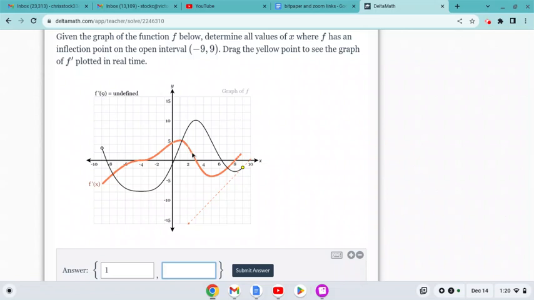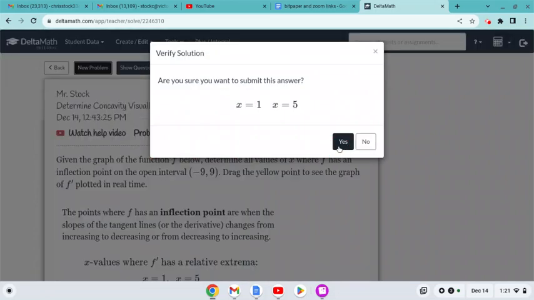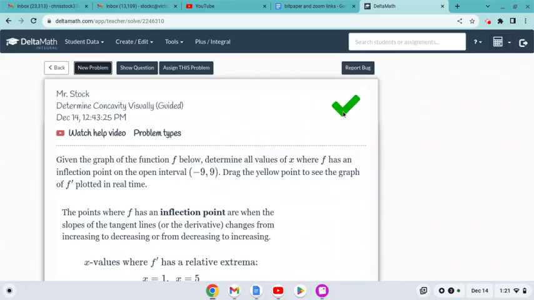Now my first derivative is decreasing. It's concave down. Here it stops before it increases. That would make 5 a point of inflection before it switches to concave up. Yippee! The green check mark.